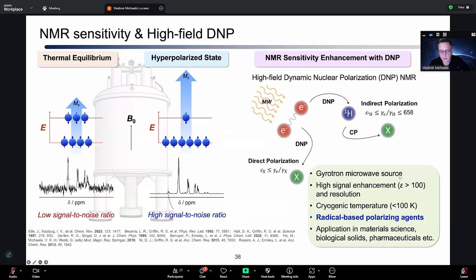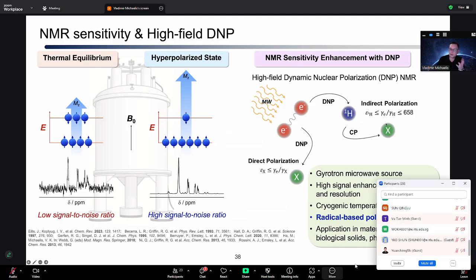gains. Just to give you an example, a sensitivity gain of 10 is about 100 in time. So you can imagine that if an experiment would take you 100 days, you can now do it in 1 day. Okay, that's the kind of thing we're looking at. And then you take this and you transfer it to whatever you're looking at. So that's what we're going to be doing.